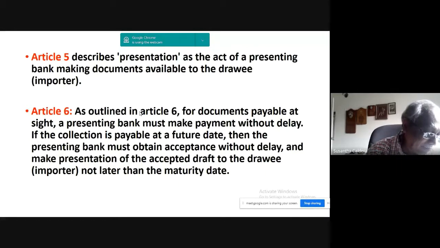Sub-articles E and F: the documents and collection instructions may be sent directly by the remitting bank to the collecting bank or through another bank as intermediary. That we discuss, presenting bank and the collecting bank. If the remitting bank does not nominate a specific presenting bank, the collecting bank may utilize a presenting bank of its choice. Right?